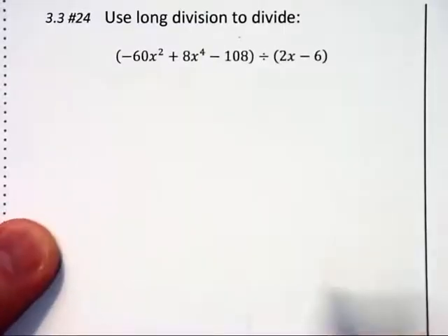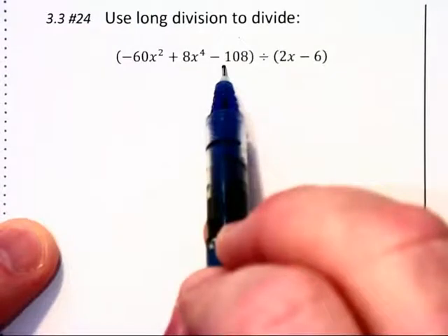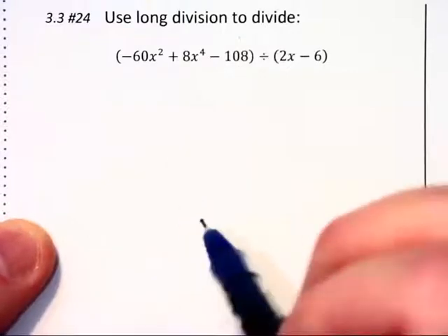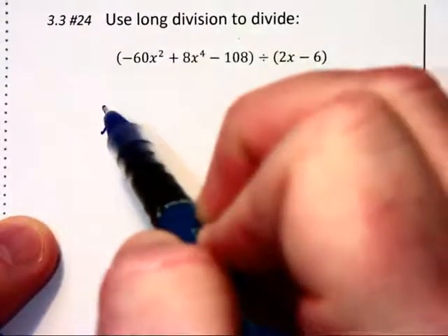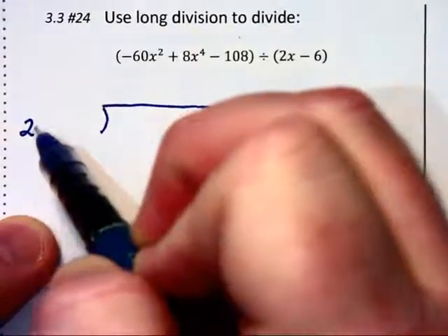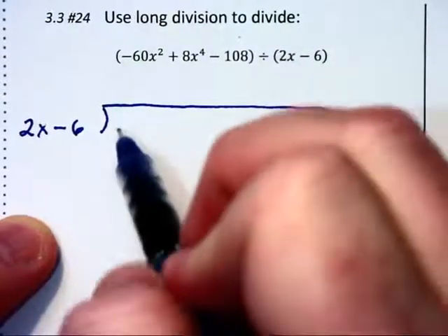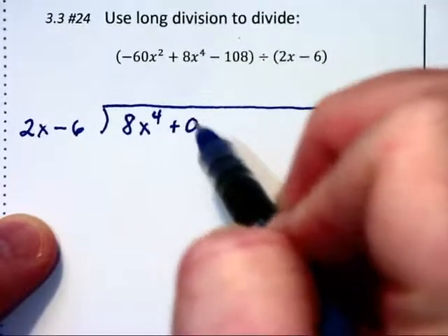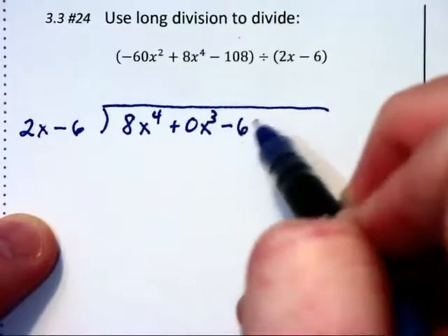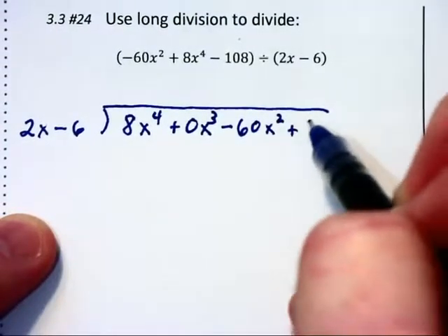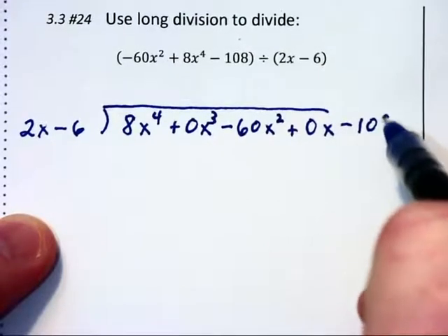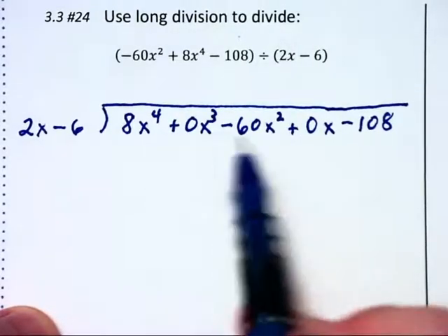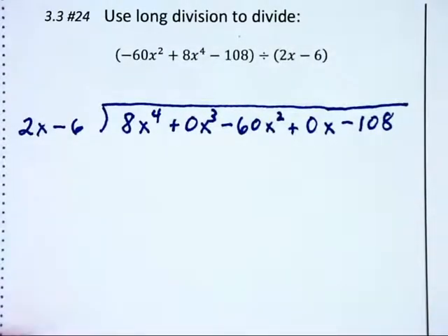We have another long division problem, but our dividend is not written in order, and it skips over from x to the fourth down to x to the second and down to a constant term. So we're going to write this up a little bit differently here. We're going to put our divisor 2x minus 6 out front, and we're going to write our polynomial in descending form: 8x to the fourth plus no x cubes minus 60x squared plus no x's minus 108. It's imperative that we put in those missing zero terms to represent the missing terms in the division.